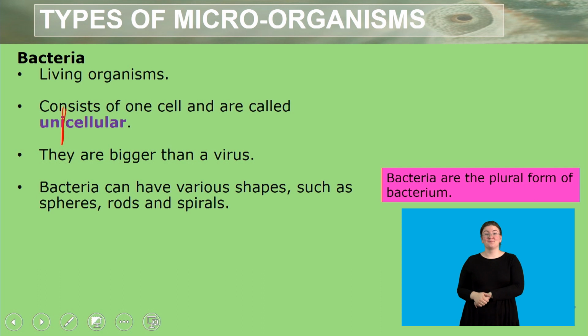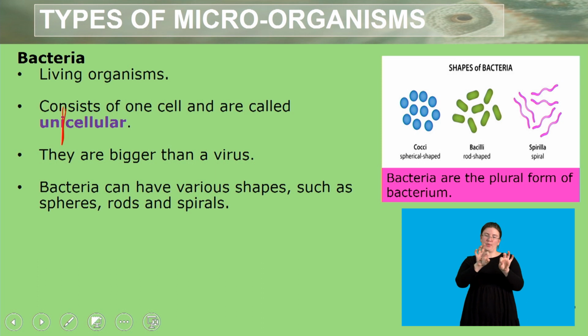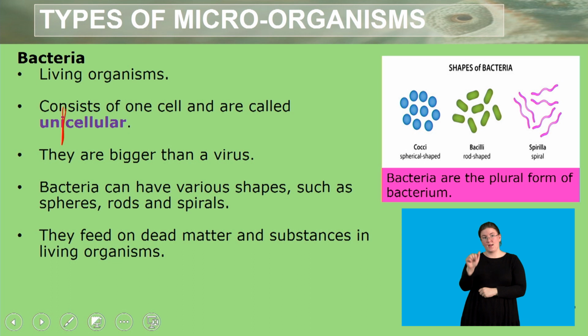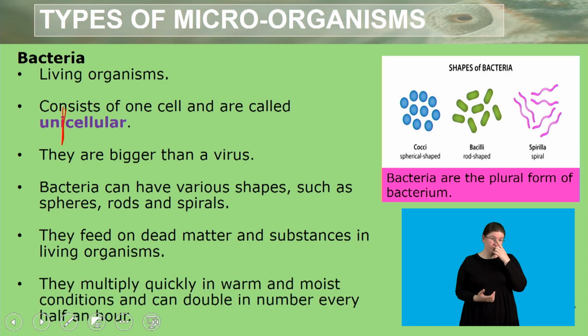Bacteria can have various shapes such as spheres, rods, and spirals as seen in the diagram alongside, and usually the spherical shaped bacteria are called cocci bacteria, rod-shaped bacteria are called bacilli bacteria, and spiral-shaped bacteria are called spirilla bacteria. They feed on dead matter and substances in living organisms, and they multiply quickly in warm and moist conditions and can double in number every half an hour.